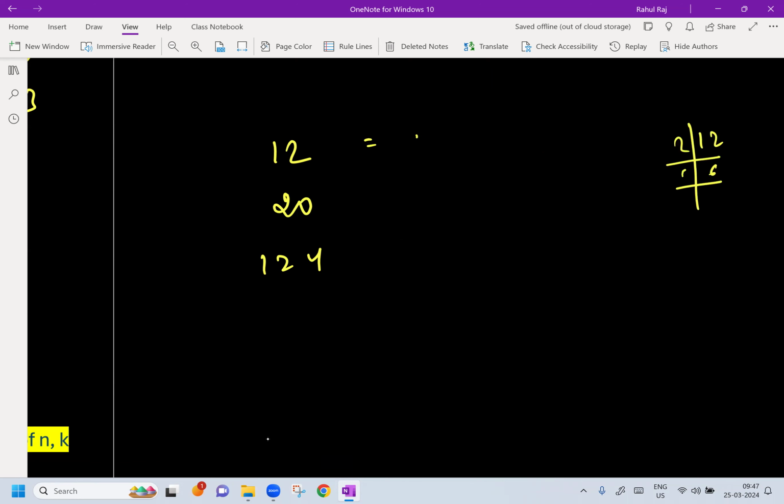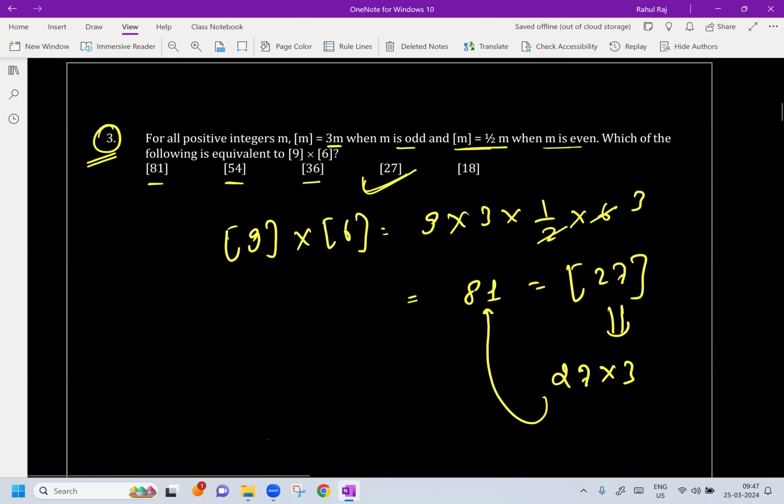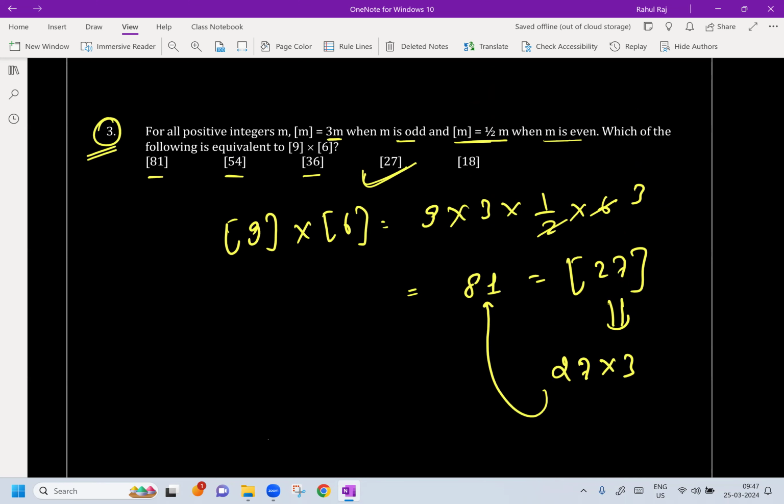Wait, hold on one second. Can you go back up to the last answer? I want to see the last step. 81 is bracket 27, because when you open bracket 27, it opens as 27 into 3. Okay, okay.